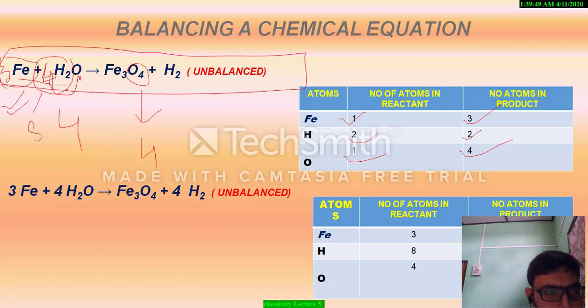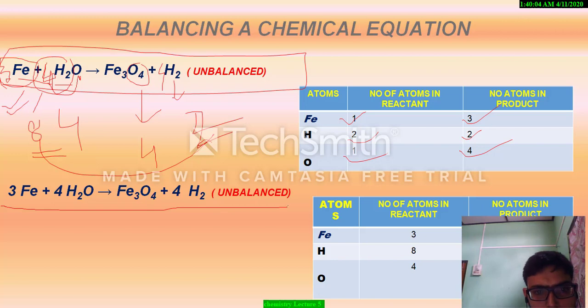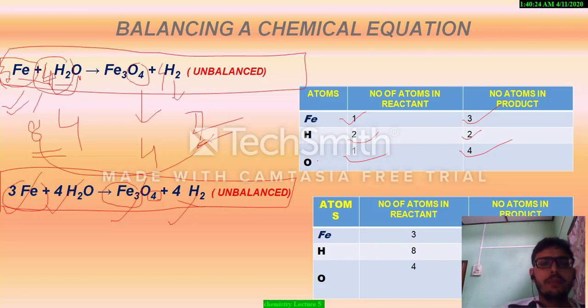8. So to balance this hydrogen, here 8 and here how many? Only 2. So to balance this 8, I need to put another 4 here. Now 4 twos are 8. So the balanced chemical equation will look like this: 3 Fe plus 4 H2O will give you Fe3O4 plus 4 H2. Total number of hydrogen atoms 8, oxygen 4, iron atoms 3. So this is how you will balance a chemical equation.